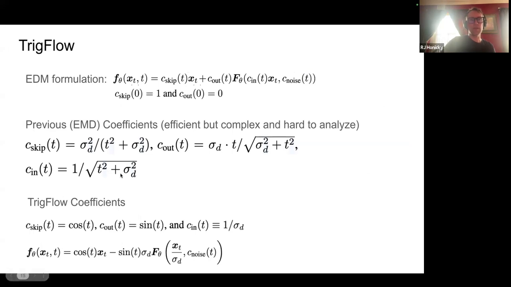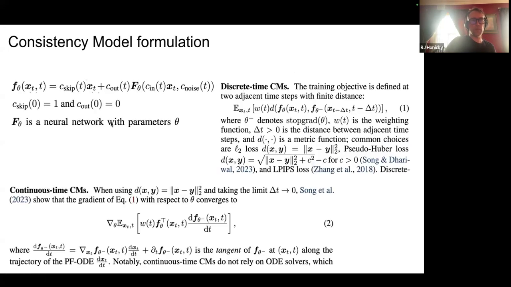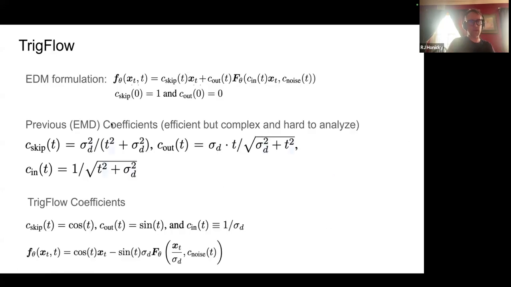And again, reminding you, this is great, but it has a problem in that it's unstable and hard to understand. So what they did was, this is just a repeat of what we saw, nothing different here. This is the old way of doing things, mostly used for discrete, but also for continuous. They did some derivations and got these values for C skip, for C out, and for C in.